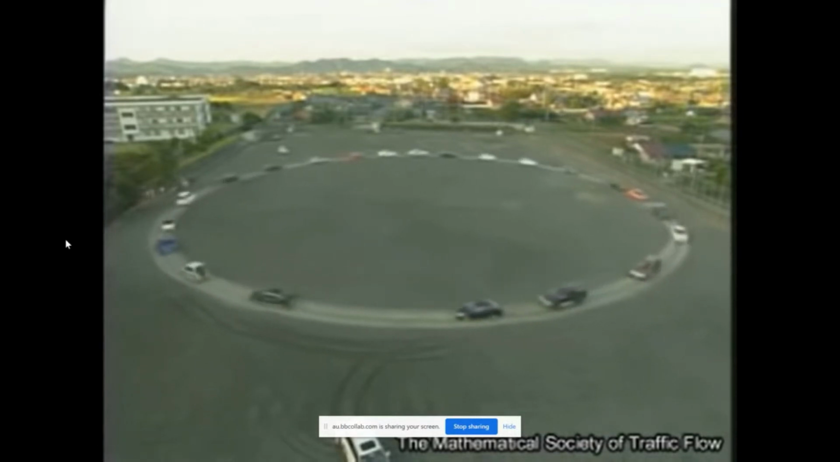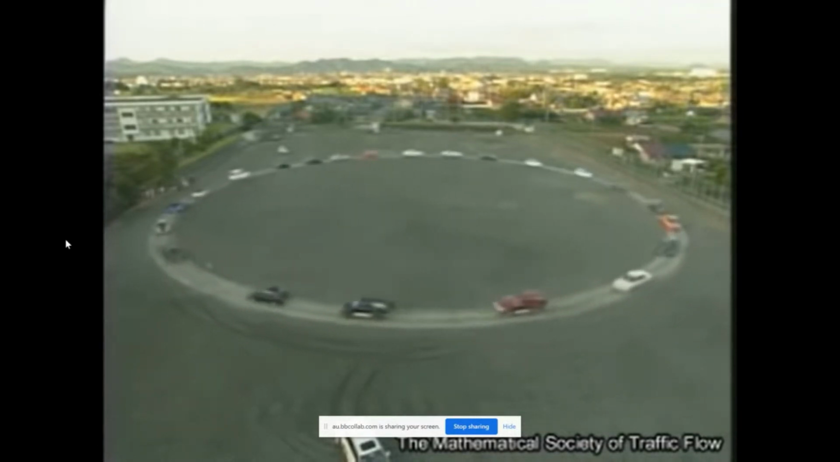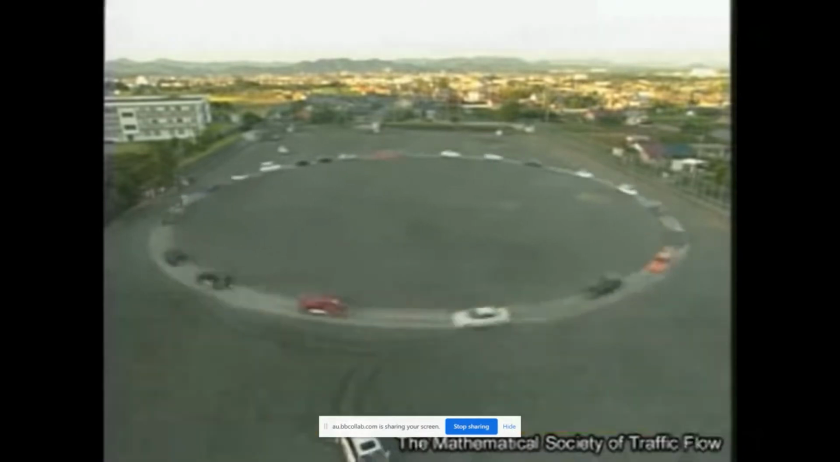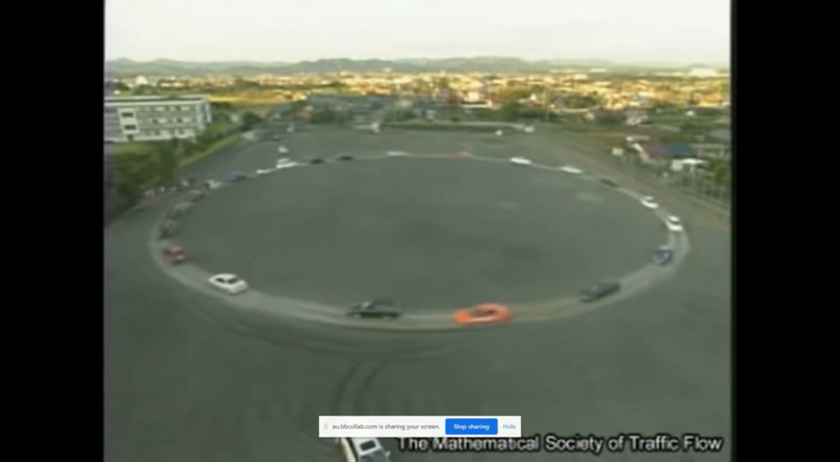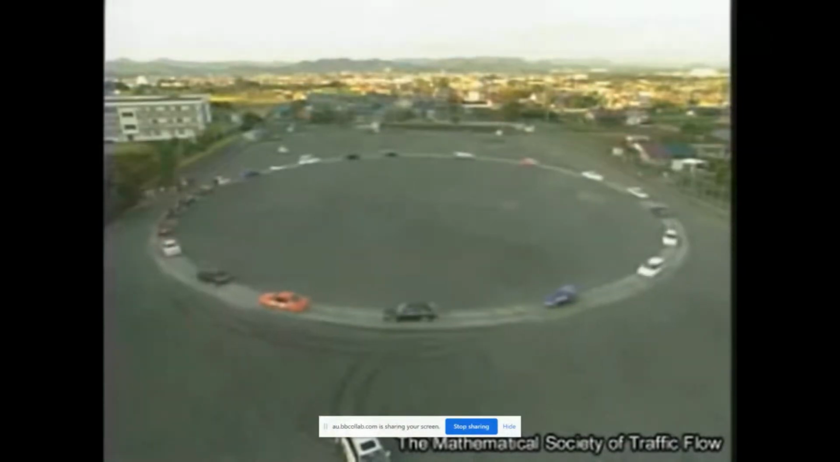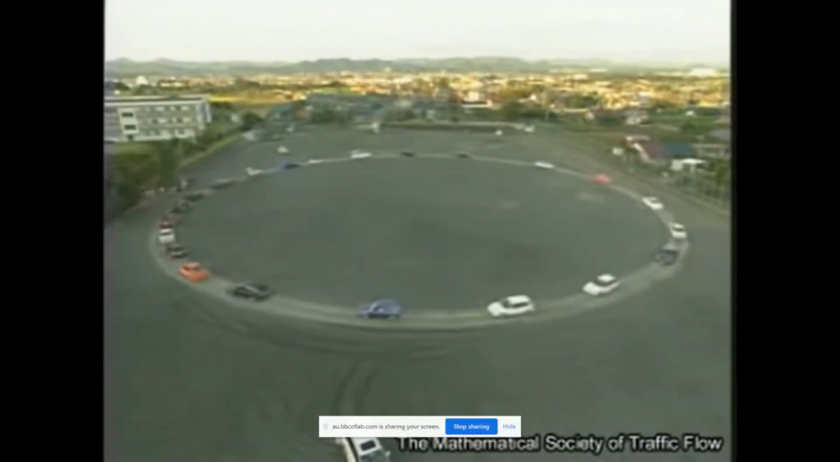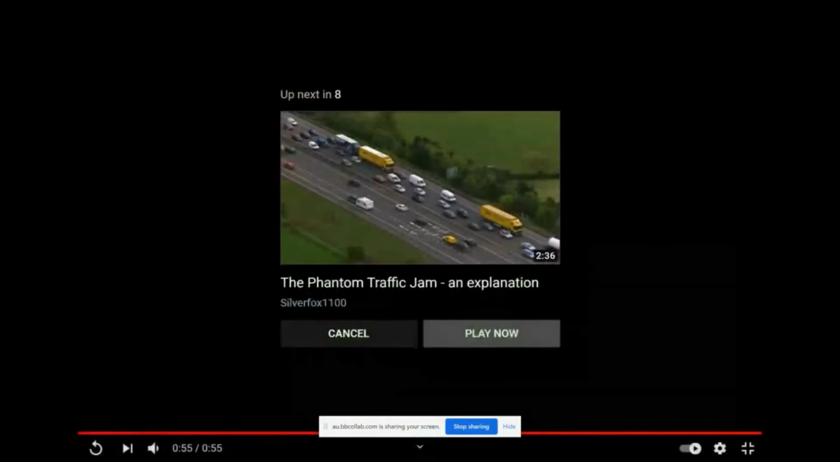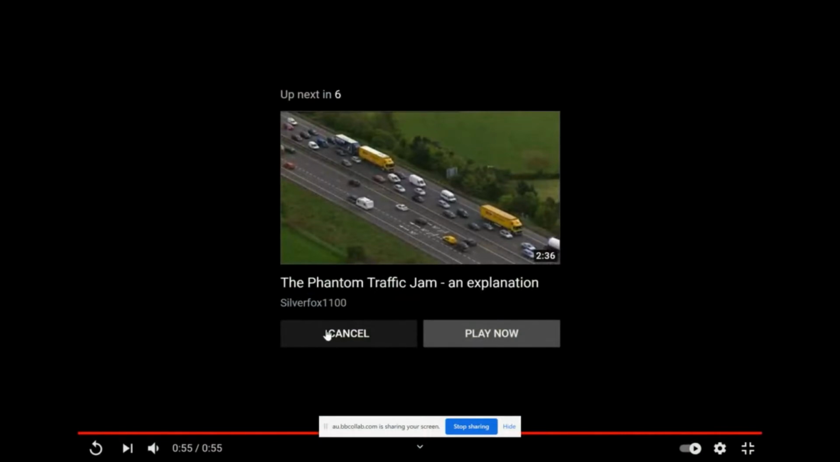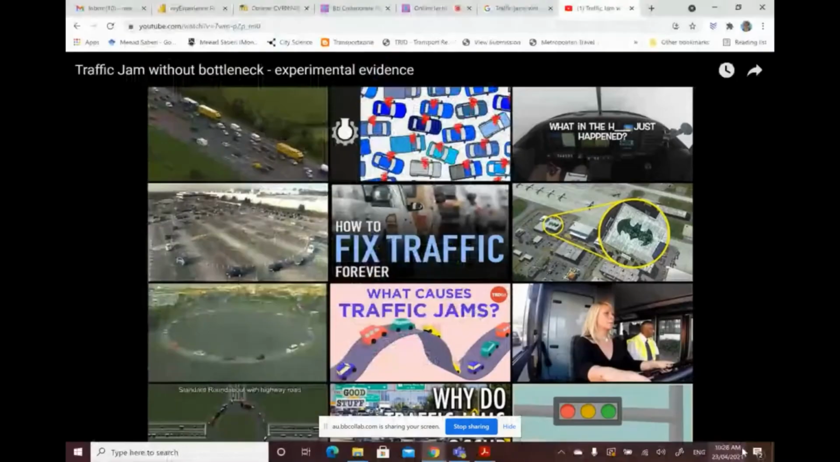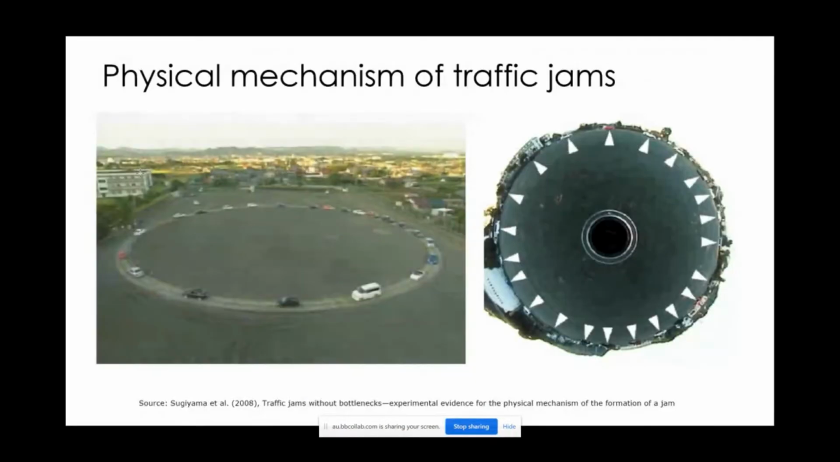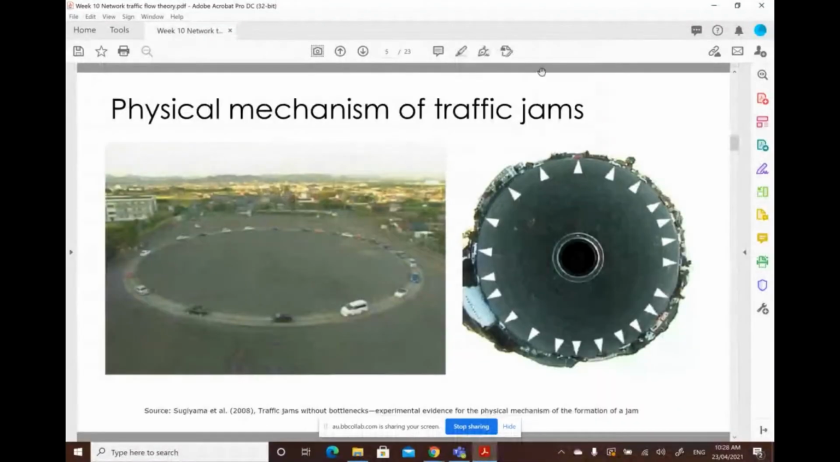If you look at the ring now, you can see that the shock wave is actually moving backward here. Look, vehicles are stopping on the left side of the ring. So they stop, it's a stop and go wave, and then a shock wave basically gets created. Oh, I wanted to show you the actual paper, sorry.